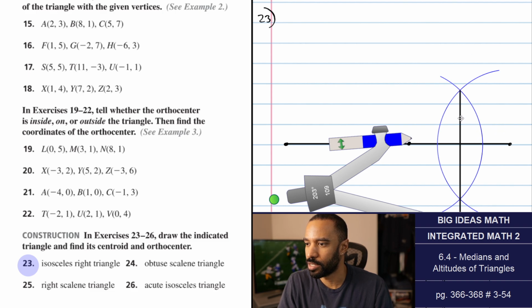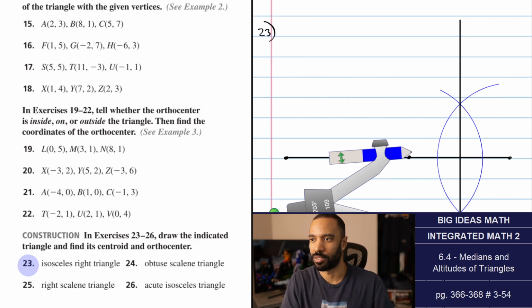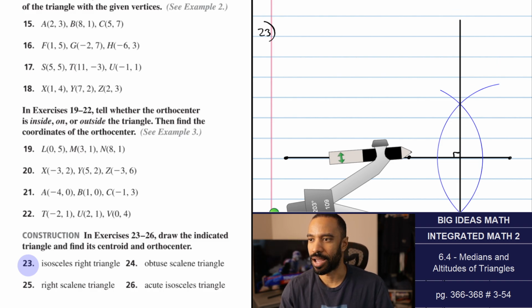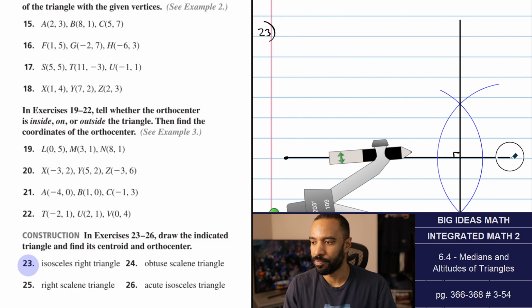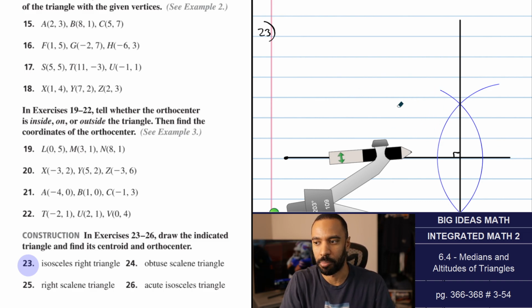Okay, we've drawn perpendicular portions. They said an isosceles right triangle. We have the right part of the triangle here. What I'm going to do next, these other points are now irrelevant. I just used them to draw something perpendicular.